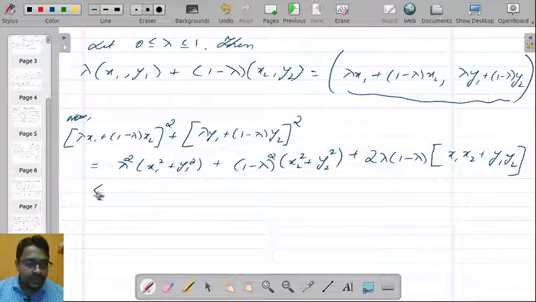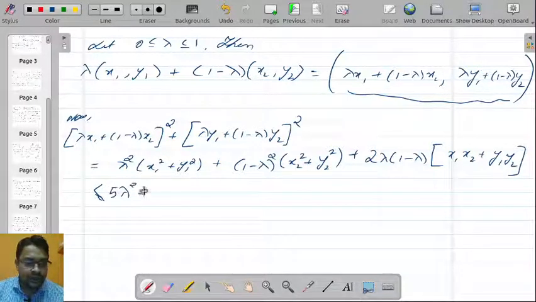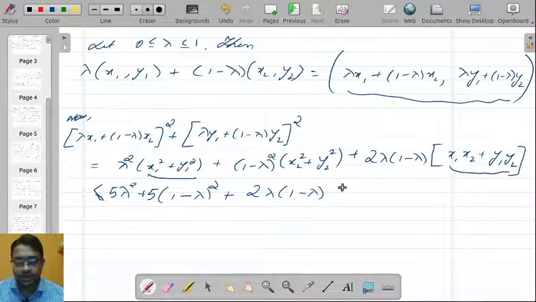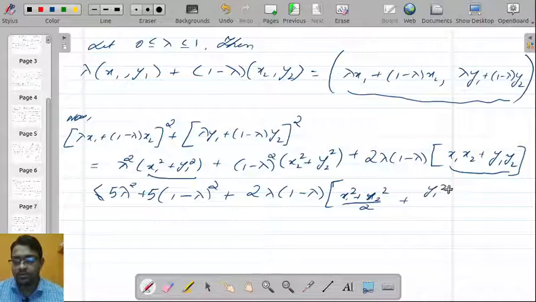Now using the earlier inequality, we can always write this is less than or equal to 5 lambda square, because this quantity is less than or equal to 5. This is also less than or equal to 5 into (1 minus lambda) square, plus 2 into lambda into (1 minus lambda). What about this x1 x2 plus y1 y2? That also we can write as less than or equal to (x1 square plus x2 square) by 2 plus (y1 square plus y2 square) by 2.